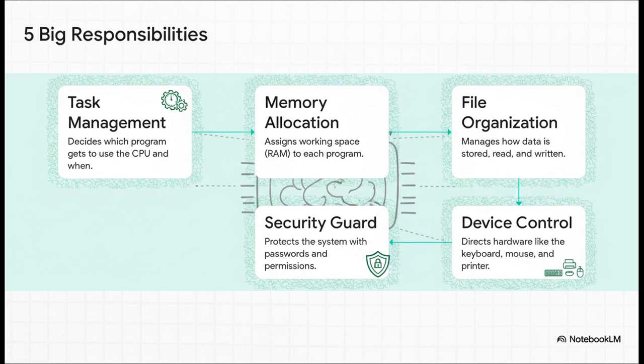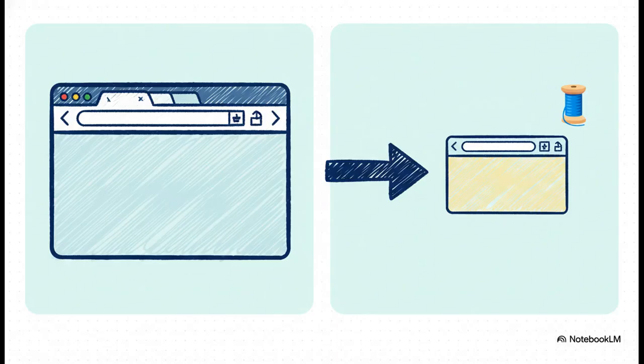It's a busy job. Now, to pull off this incredible juggling act, the OS has a really clever trick. It breaks big jobs down into smaller ones. So a process is the whole program that's running. Think of your entire web browser. But a thread is a smaller piece of that job, like a single tab you have open in that browser. By running lots of these threads at the same time, your computer feels super fast and responsive, even when it's doing a million things at once.